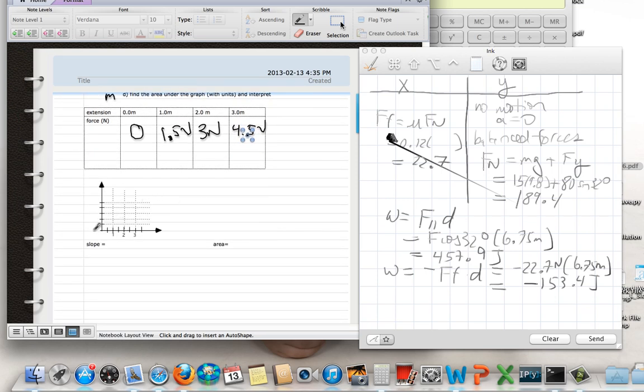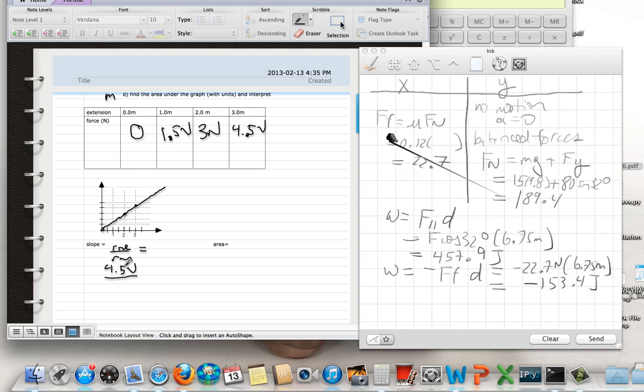Now, if we plot that graph, so 1 meter, 1.5 newtons; 0, 0; 2 meters, it's up here at 3; and then 3 meters, it's up at 4.5. What we notice is that those points lie on a nice straight line. So we can get out our ruler and draw a nice straight line there. And the wonderful thing about straight lines is you can find their slope. A slope is a rise over a run. So we see that we had 4.5 newtons of rise right here and 3 meters of run along the x-axis.